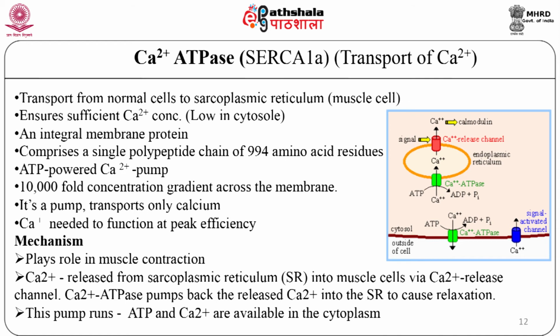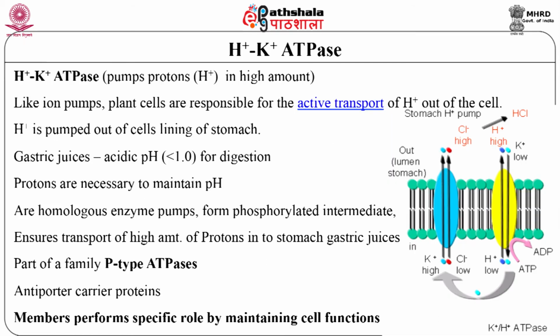Ca2+ is released from the sarcoplasmic reticulum into muscle cells via Ca2+ release channels. Ca2+ ATPase pumps the released Ca2+ back into the SR to cause relaxation. This pump can run when ATP and Ca2+ are available in the cytoplasm. H+/K+ ATPase pumps are antiporter carrier proteins. H+/K+ ATPase pumps large quantities of protons into stomach gastric juice in order to keep the pH less than 1.